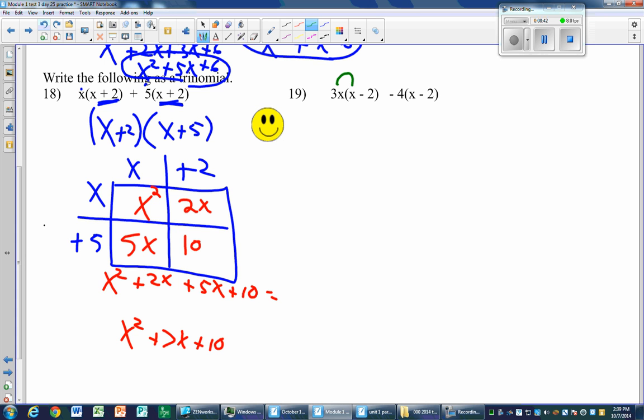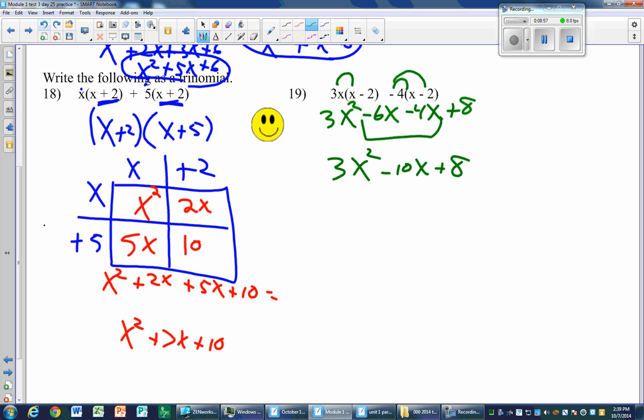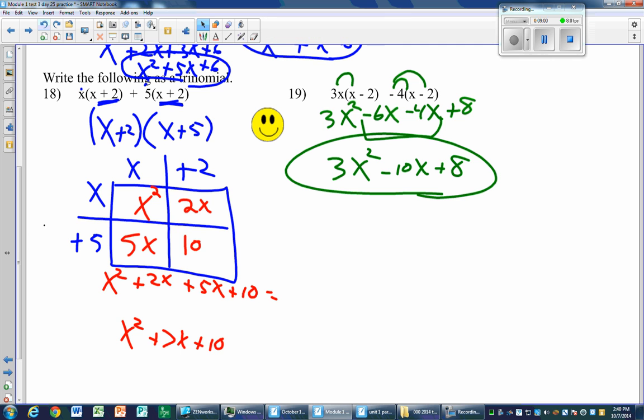Okay, when we do this one, we can do 3x squared minus 6x minus 4x plus 8. You can combine the two x terms to get 3x squared minus 10x plus 8. And that gives you all the answers to the practice test.